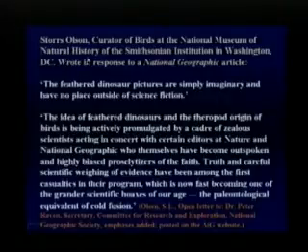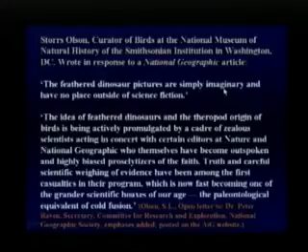Here are some more statements. Storrs Olson is curator of birds at the National Museum of Natural History at the Smithsonian Institution. And he wrote a response to a National Geographic article which just plasters it across the world that it's a fact. Birds came from dinosaurs. Listen to what this expert has to say to them. The feathered dinosaur pictures are simply imaginary and have no place outside of science fiction.